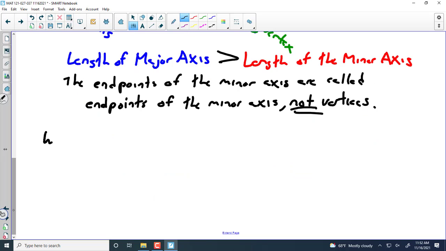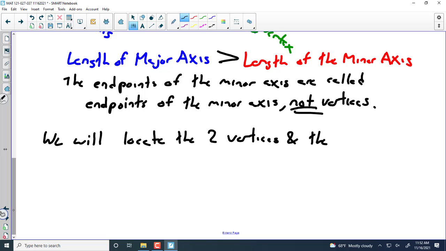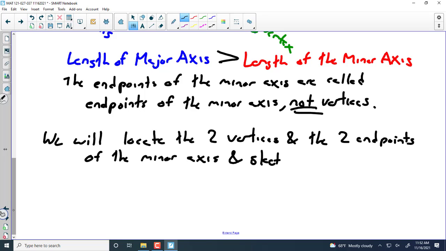We will locate the 2 vertices and the 2 endpoints of the minor axis and sketch an ellipse. That is exactly how we will draw them. We will locate the 2 vertices and the 2 endpoints of the minor axis, and we will sketch a picture of an ellipse. Sound okay? Let's do it.